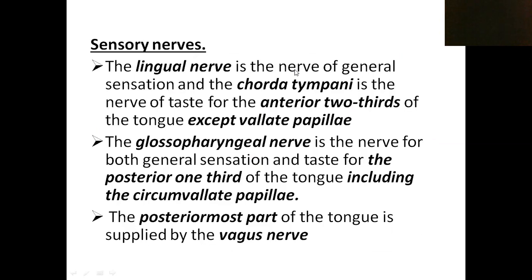The lingual nerve is the nerve of general sensation, and the chorda tympani is the nerve of taste sensation from the anterior 2/3, except the circumvallate papillae. Then the glossopharyngeal nerve is the nerve of both general and taste sensation from the posterior 1/3, including the circumvallate papillae. Then the posterior-most part of the tongue is supplied by the vagus nerve.